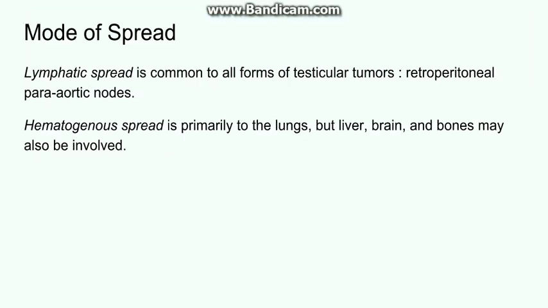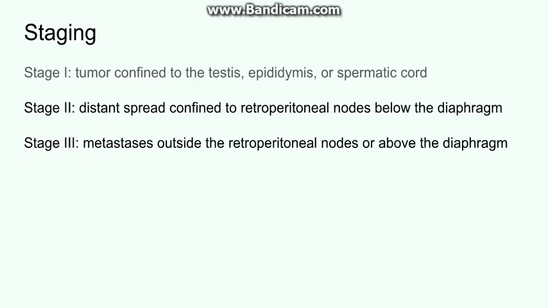Now going to the mode of spread. Mode of spread is mostly lymphatic. It mostly spreads to the retroperitoneal paraaortic nodes, and hematogenous spread can occur to lungs, liver, brain, and bones. Lastly, we will discuss the staging of the testicular tumor. In stage 1, the tumor is confined to the testis, epididymis, spermatic cord. In stage 2, the tumor is confined to the retroperitoneal nodes, below the diaphragm. Stage 3 is either outside the retroperitoneal nodes or above the diaphragm. This was about the staging.